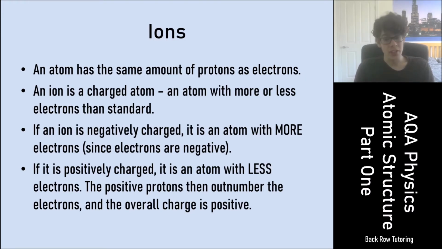If it is positively charged, it is an atom with less electrons. The positive protons then outnumber the electrons, and the overall charge is positive. So if you have more protons than electrons, then the charge in that ion is going to be positive.